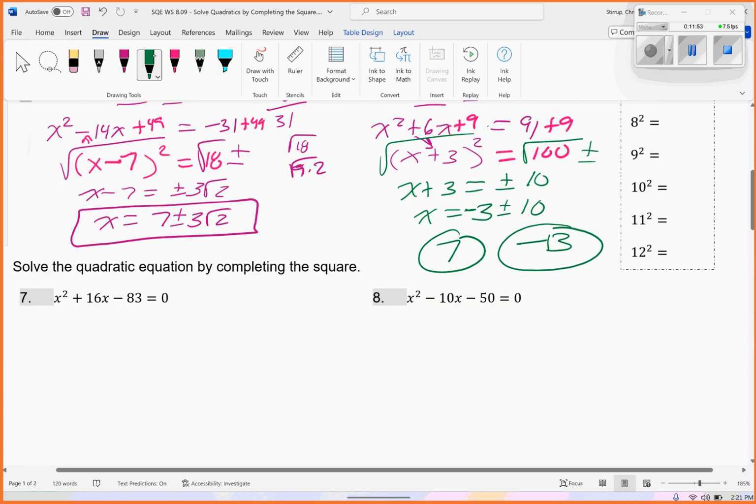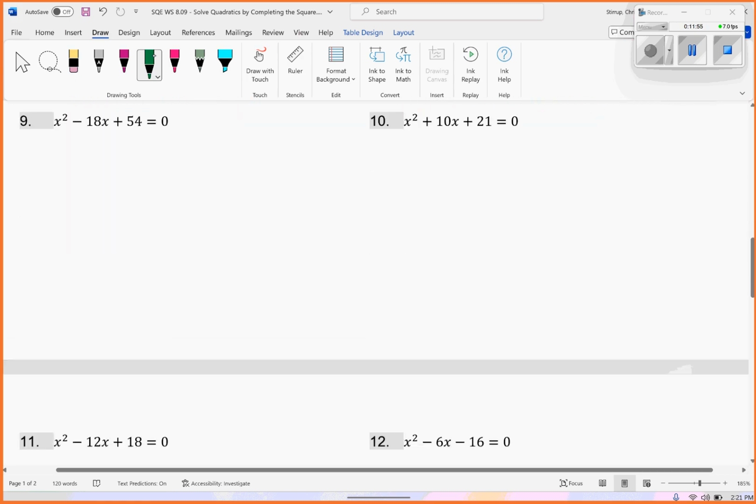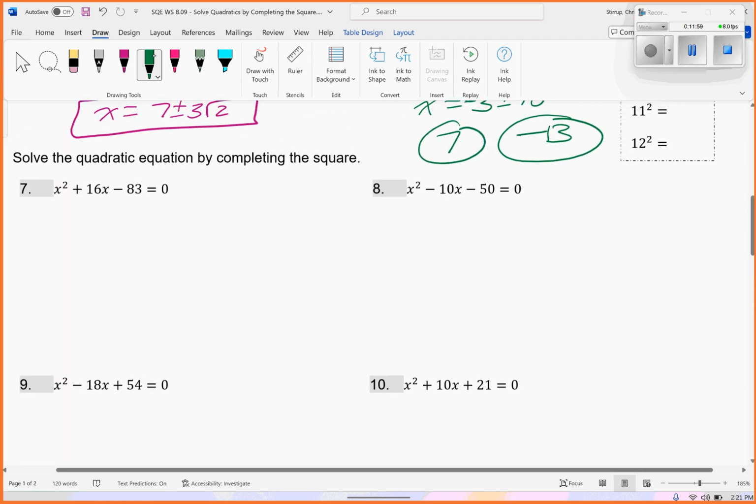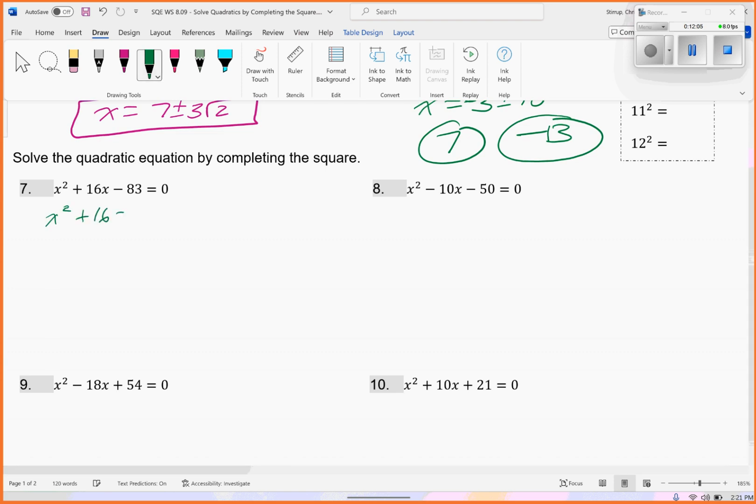All right. Let's see where we're at. Let's try these last 4. Talk to me on number 7. What should I do first? Add the 83. Leave the space, right?